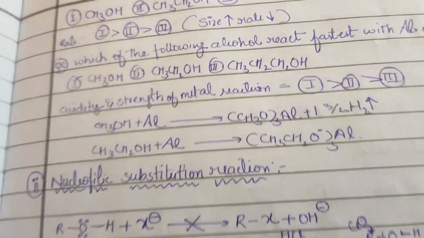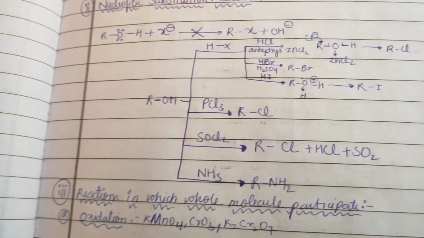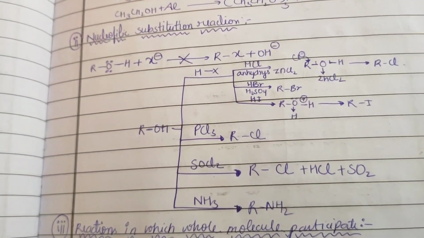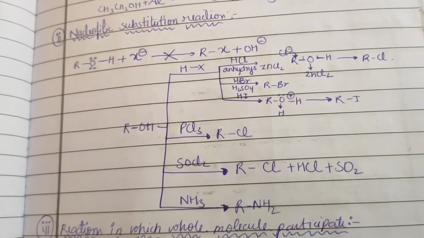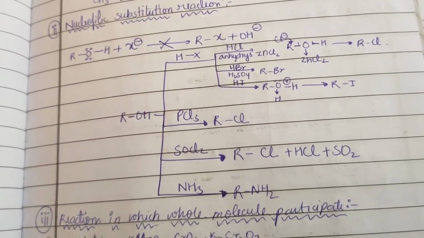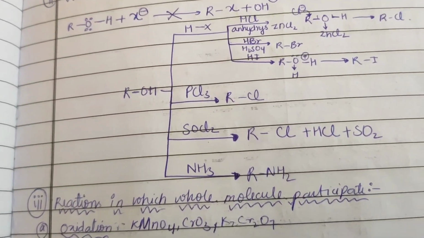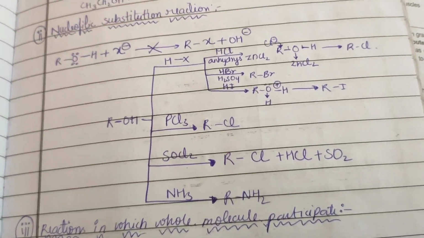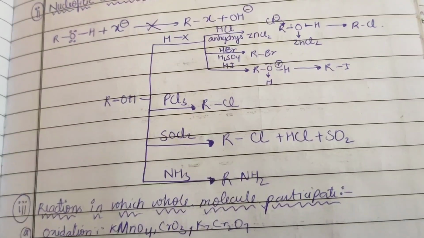Now nucleophilic substitution reaction. Here ROH is added with HX, that may be HCl, to form RCl. It may be HBr to form RBr. It may be HI to form RI. Or ROH is added with PCl3 to form RCl. It is added with SOCl2 to form RCl plus HCl plus SO2. Then it may be added with NH3 to form RNH2.